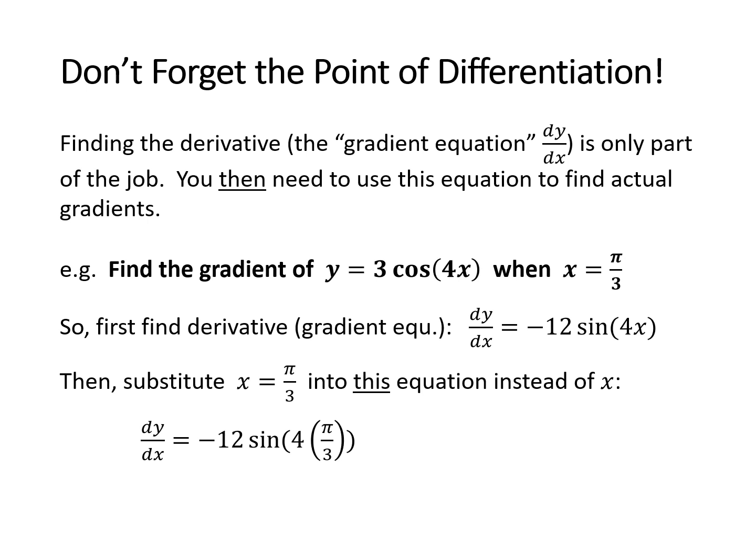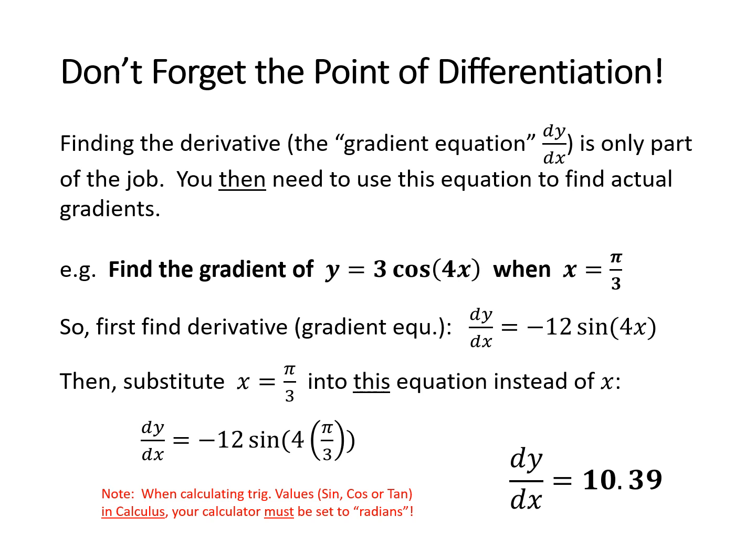One thing I haven't mentioned, and it's quite an important point, is that whenever you're using sine and cos, you have to have your calculator in radians, not degrees. So you'll have to change the setup of your calculator. This is why we did radians earlier in the year, so you know what they are. Pi over 3 is actually exactly the same as 60 degrees. But we've got to put pi over 3 into these equations, and we've got to make sure that your calculator is in radians. If we do that, we get the answer of 10.39. So that is the gradient of y equals 3 cos 4x when x equals pi over 3.